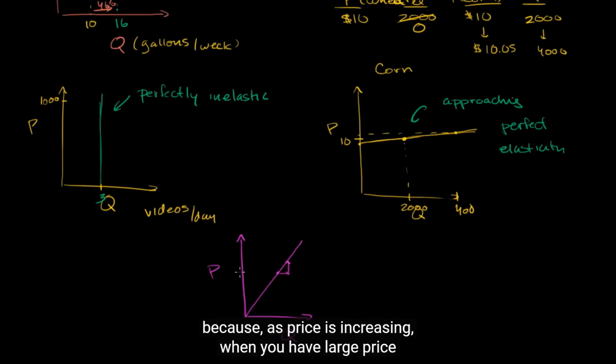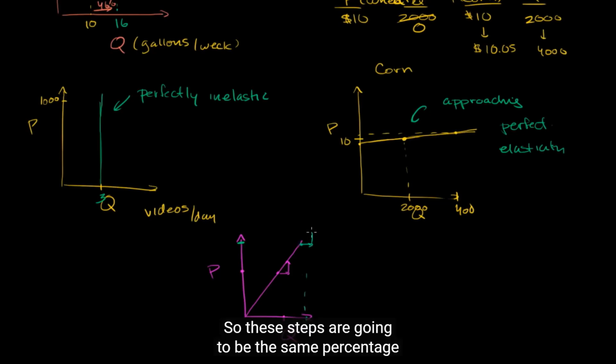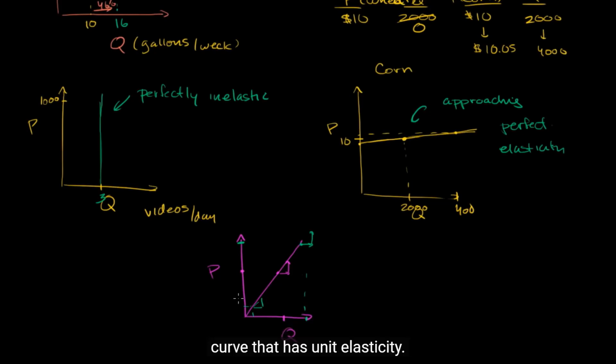Because as price is increasing, when you have medium price, you have medium quantity. When you have large price, you have large quantity. So these steps are going to be the same percentage of either one of them. When you have small prices, you have small quantities. And so it's much easier to construct a supply curve that has unit elasticity than it is to construct a normal demand curve that has unit elasticity.